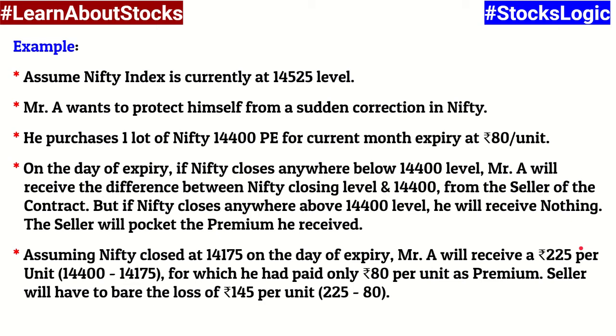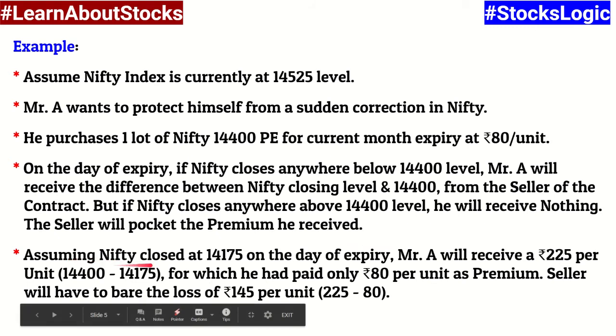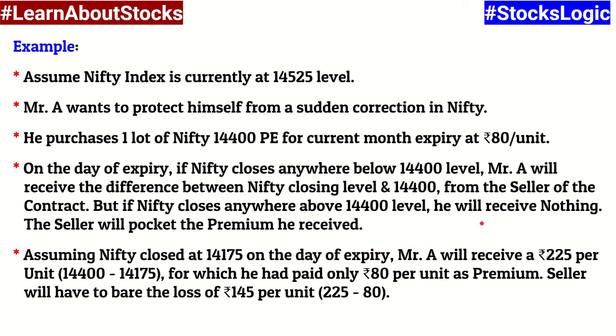Now this is actually the difference between the strike price of his put option and the Nifty closing level on the expiry date. So this difference is something that Mr. A will receive per unit. Now since he had paid rupees 80 as premium, the seller is now bound to pay 225 rupees back to Mr. A. So the actual loss for the seller will be rupees 145 per unit, which is the difference between the amount that he is paying Mr. A now and the premium that he had received from Mr. A during the first trade.